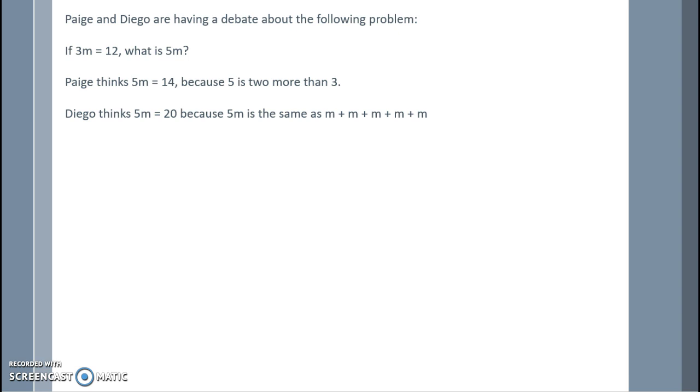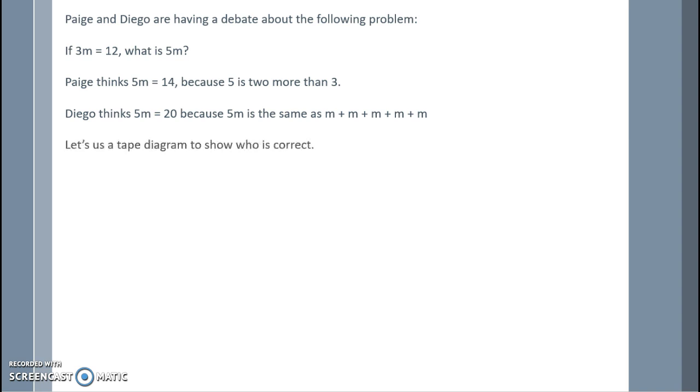Paige and Diego are having a debate about the following problem. If 3m equals 12, what is 5m? Paige thinks 5m is 14 because if I were to take 3 plus 2, I would get 5. So therefore, 12 plus 2 is 14. Boom, done. Diego thinks that 5m should be 20 because 5m is the same as m plus m plus m plus m plus m.